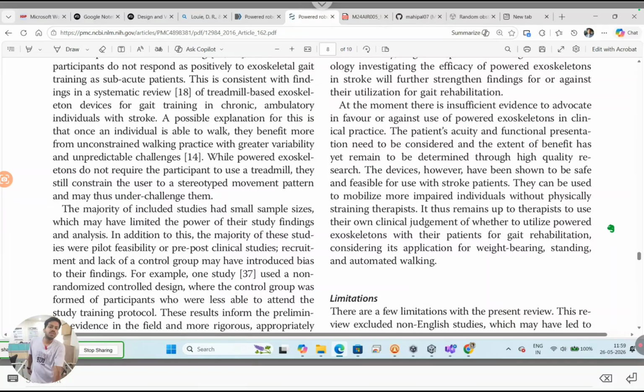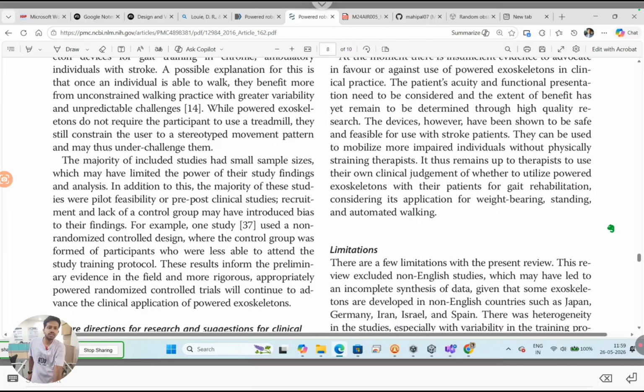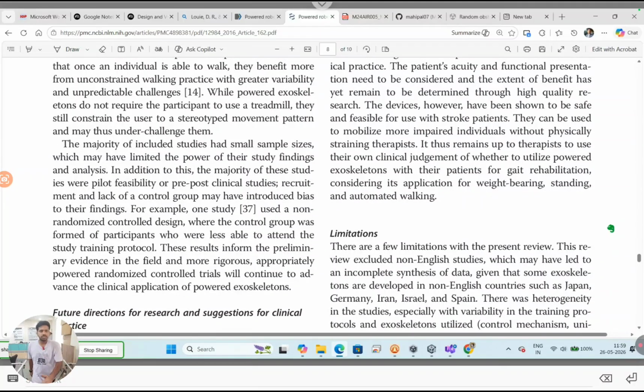They can mobilize more impaired individuals without physically straining therapists. It thus remains up to therapists to use their own clinical judgment of whether to utilize powered exoskeleton with their patients for gait rehabilitation, considering its application for weight bearing, standing, and automated walking.